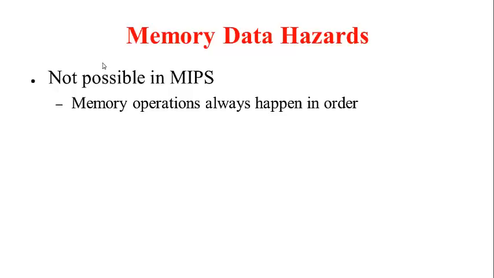Of course, if we have an architecture where there is a self-modifying program and data and instruction memory are the same, then memory data hazards are also possible. Memory data hazards are also possible in architectures which do direct computations on memory locations. Of course, MIPS does not support that, so there is no worry of memory data hazards in MIPS.